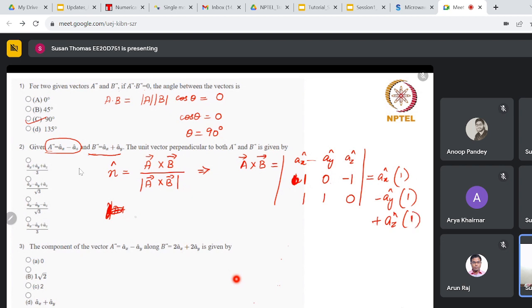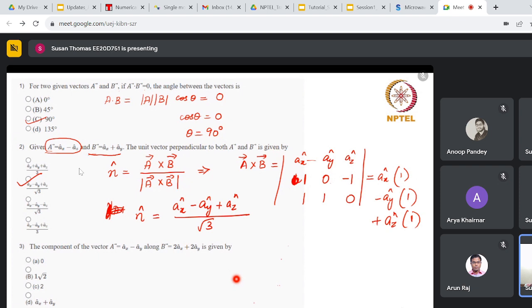So the final answer for the unit vector will be AX cap minus AY cap plus AZ cap divided by modulus of vector A cross B. Can you tell what is modulus of A cross B? Under root 3. Yes, under root 3. So that will be, I think, among the options, AX minus AY plus AZ by root 3. That is option B.